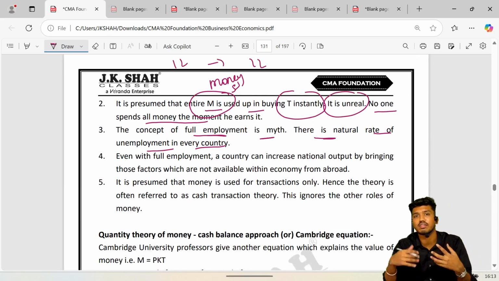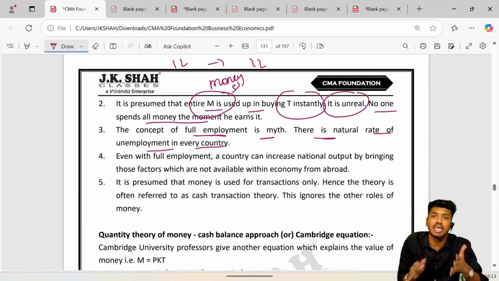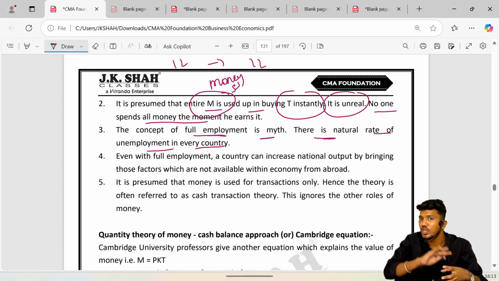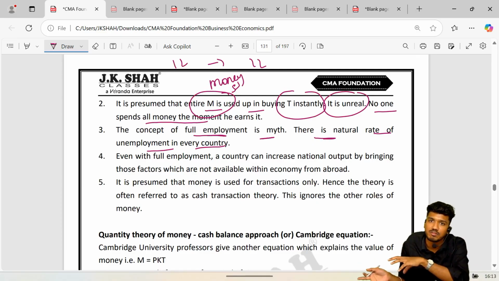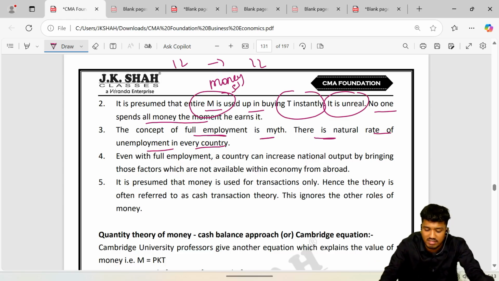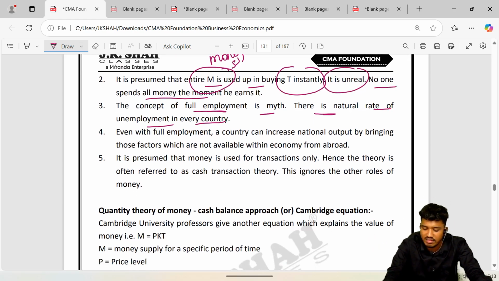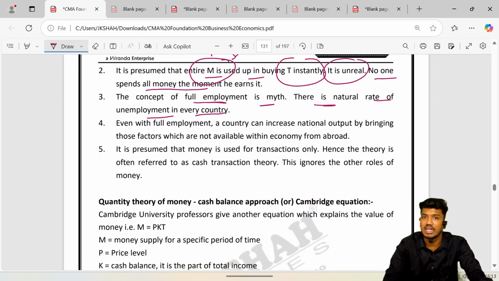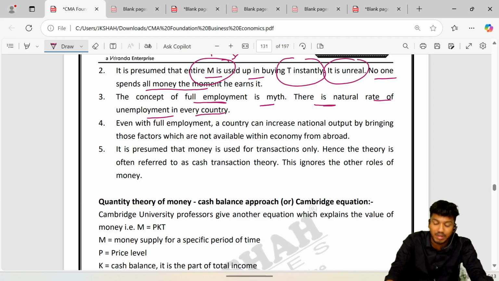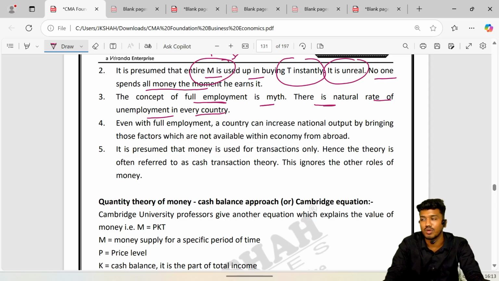One of the most unrealistic assumptions is that the entire M, that is the entire money, can be spent for the purpose of buying the total product. It does not exist like that. And next, in every country there exists some amount of unemployment, so full employment never exists. Even 1 or 2% is basically a mythical term, but absolutely there exists a certain sum of unemployment in every country.